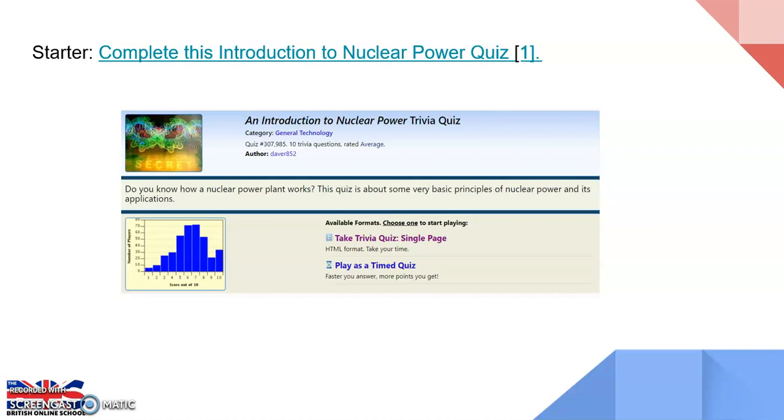This nuclear power trivia quiz is going to help assess how much you already really know about how a nuclear power plant works, some of the basic principles of nuclear power and its applications. Do not worry about what your score is. It's really just to give you a baseline of seeing how much you might already know or how much you really might not. And we're going to learn about that today in our lesson.